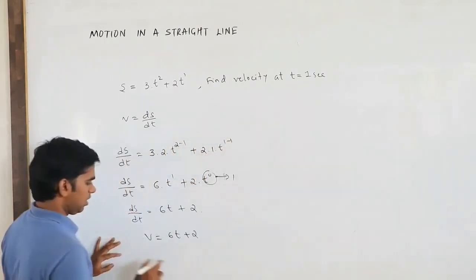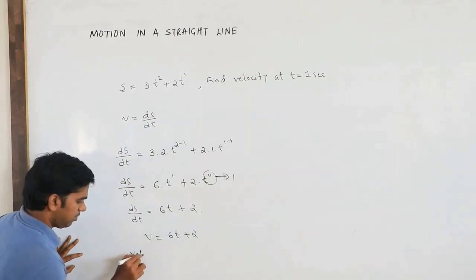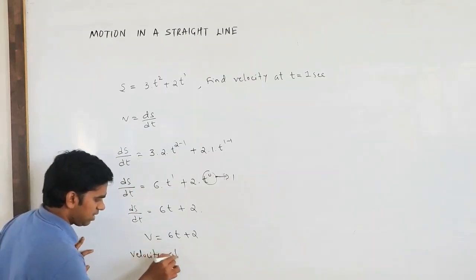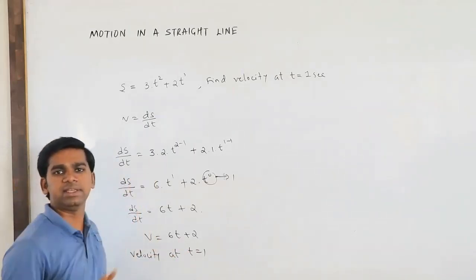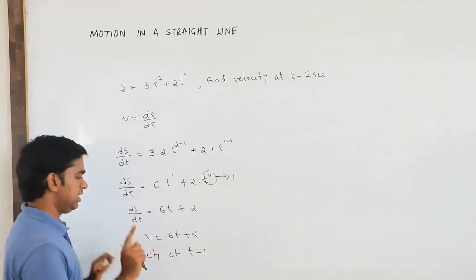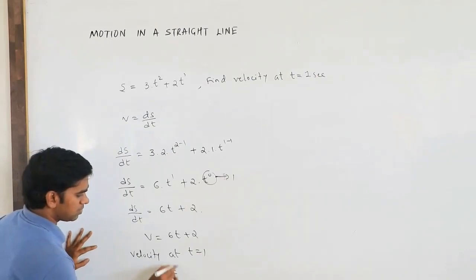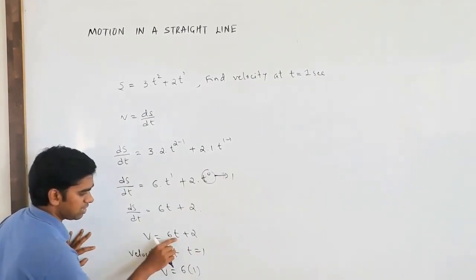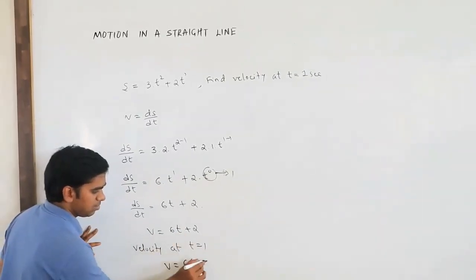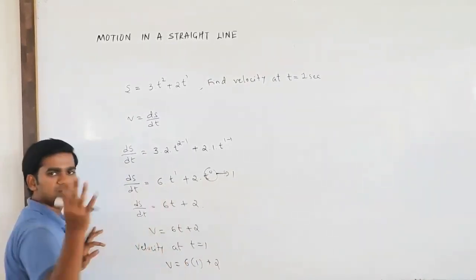So what do you have to do now? Velocity at t equals 1 means what? Substitute 1 wherever t is there. Okay. So v equals 6 into t, which is 1, so substitute 1 here, plus 2. T is not there, so no need to substitute.